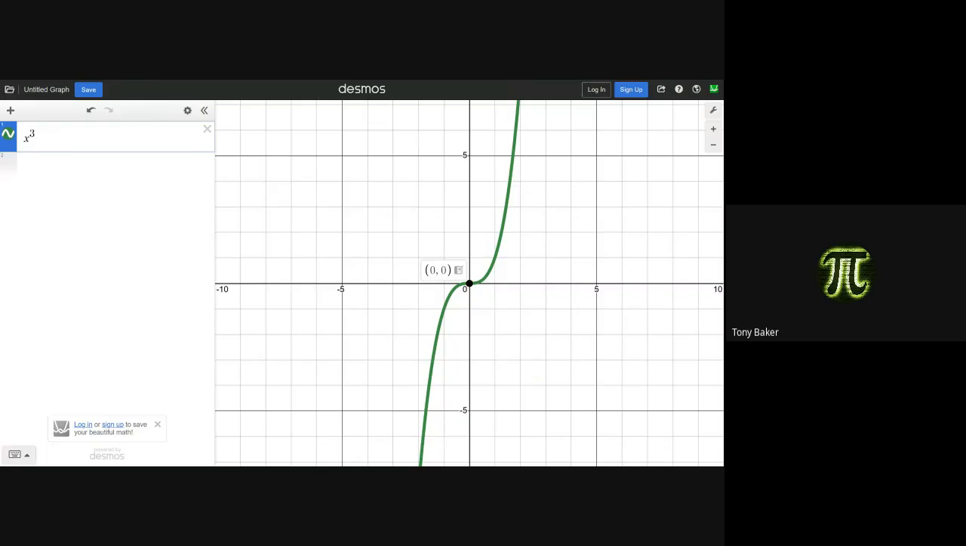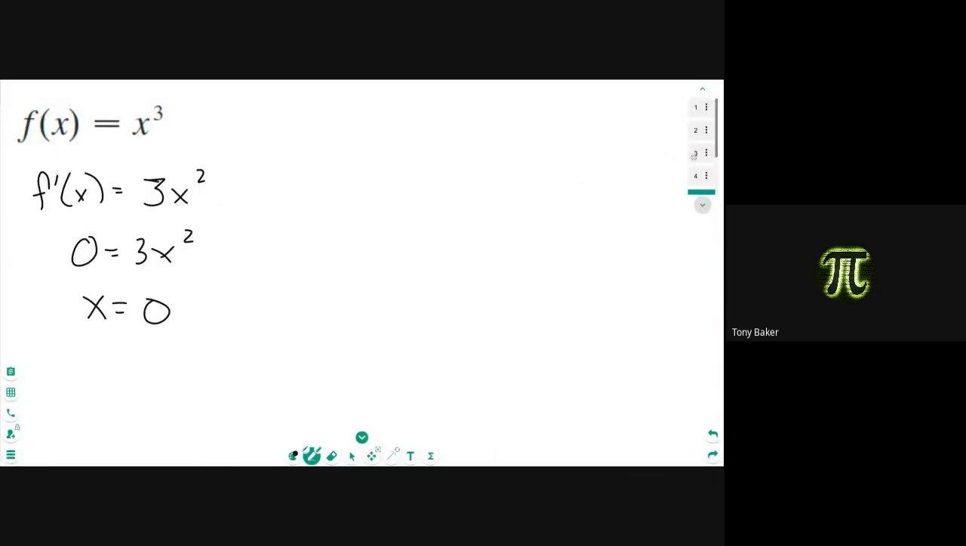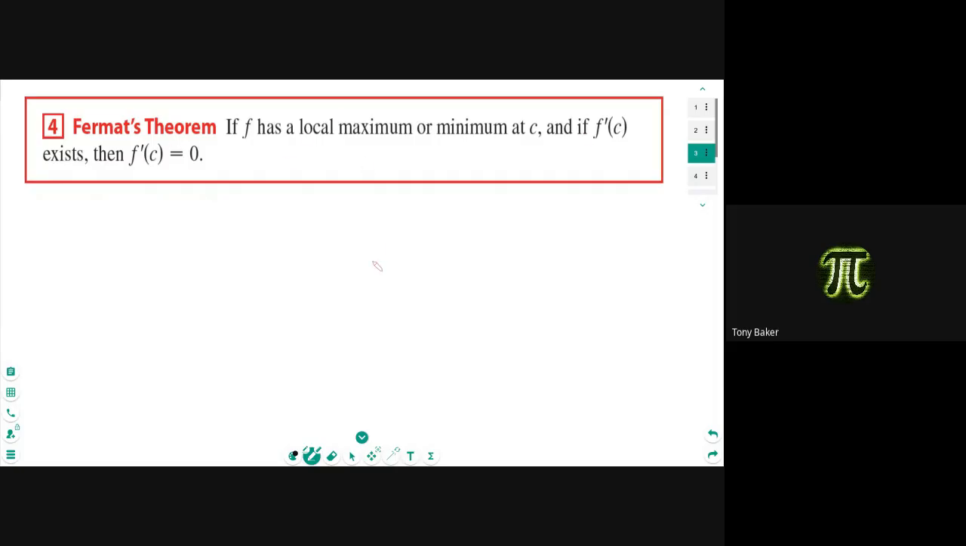Okay. So what we figured out is that just because the derivative is 0 does not mean it is going to be a local min or max. It can be. It doesn't have to be. So the converse of Fermat's theorem isn't true. If the derivative is 0, that does not necessarily mean it is a local minimum or maximum.